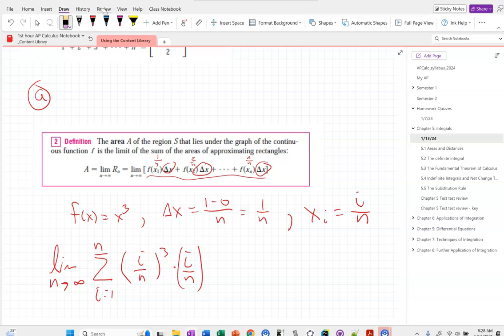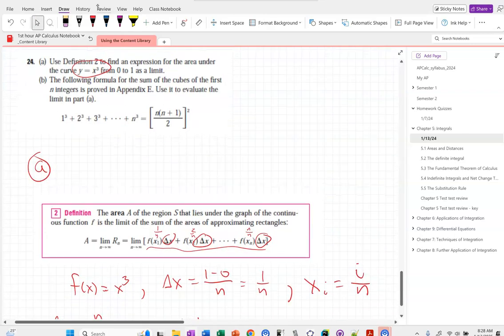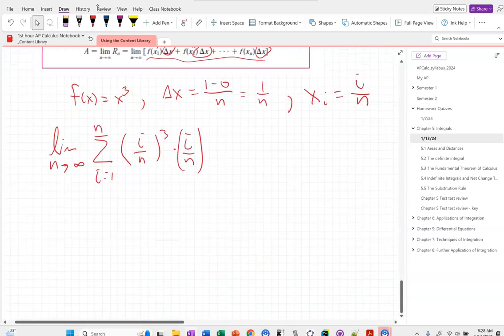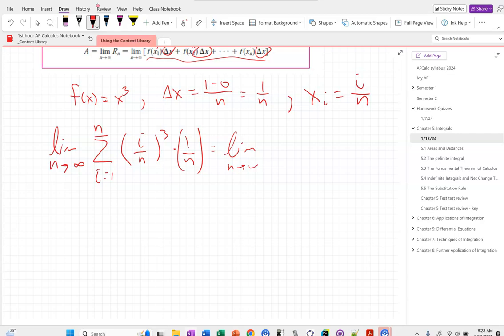Okay. And then in part B, it says the following formula for the sum of the cubes of the first n integers is proved in Appendix E. Great. Use it to evaluate the limit from part A. Oops, I did not mean i over n. I meant 1 over n, because that's my delta x. Okay, so we're basically just going to do the same thing that we did before, right? So I'm going to take that 1 over n, and I can pull it out front of the summation because it doesn't depend on i.